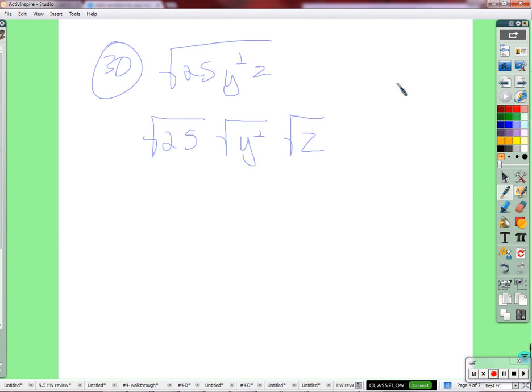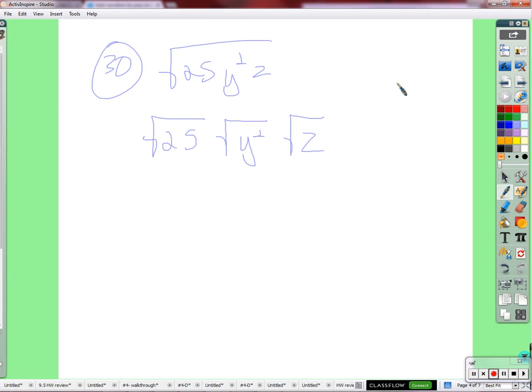Every time we multiply things together, we can separate them out into their own square roots, so we can look at them individually. Maybe after you do this a few times, you realize I don't have to split them apart into their own square roots. I can just look at what's the square root of that, what's the square root of that, what's the square root of that.